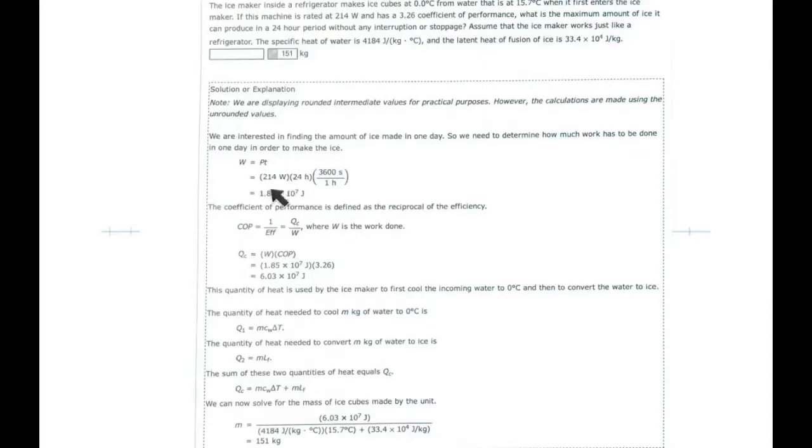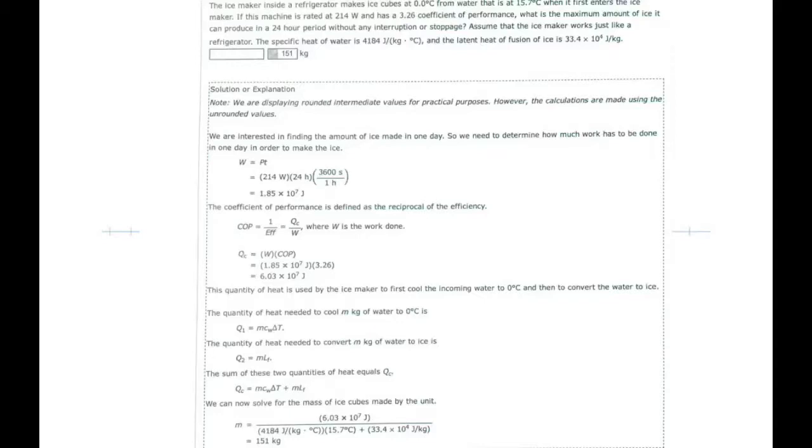So the power is given here, 214, and we need the time in seconds, so you have 24 hours times 3600 seconds in an hour, and that gives you the total work. Once you get the total work, you use the coefficient of performance, which is QC by work, and from there you find the quantity of heat to be absorbed from the cold sink. You get that using this formula, work times COP.